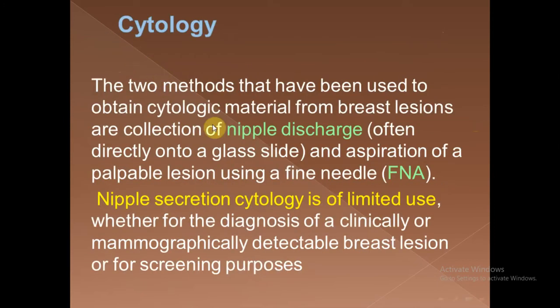The cytology, as we mentioned, we have two routes for obtaining the sample by cytology procedure. We have nipple discharge, and even nowadays nipple discharge has become of less importance in use for diagnosis of breast carcinoma. Only when there is bloody nipple discharge can we do a cytologic examination, and the second procedure is by fine needle aspiration. Fine needle aspiration is used for a palpable mass, and if the mass is very small it can be done under the guide of ultrasound.